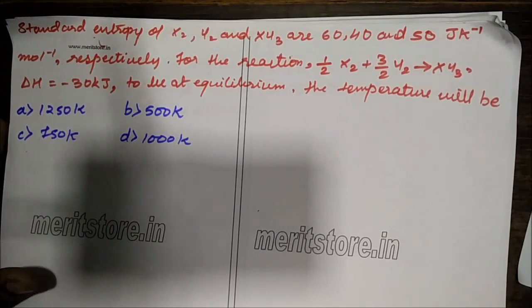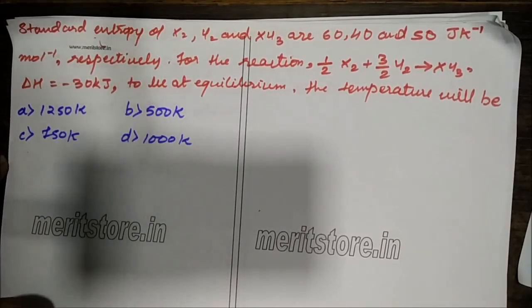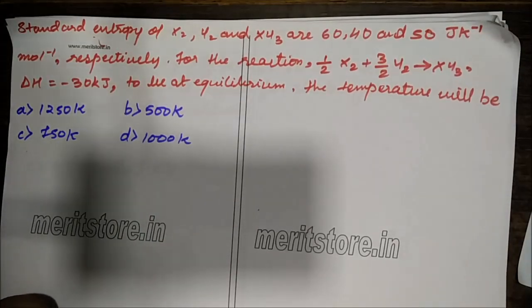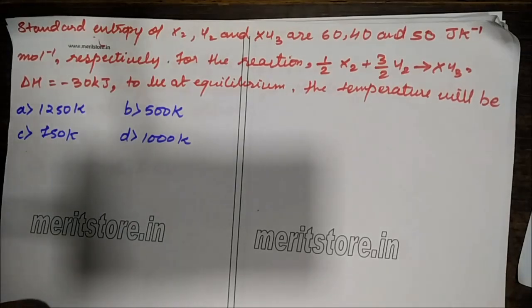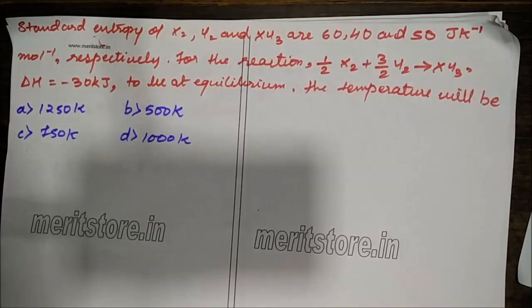Let's see the next question. Standard entropy of X2, Y2 and XY3 is given as 60, 40 and 50 joules per kelvin per mole respectively for the reaction half X2 plus 3 upon 2 Y2 giving XY3. Delta H is also given. At equilibrium, you are being asked the temperature. So first of all, you are given the entropy for the reactions.